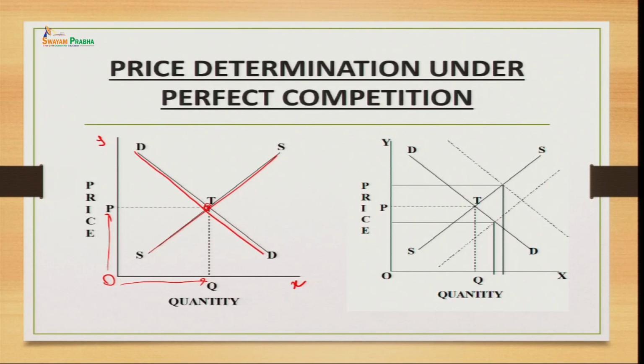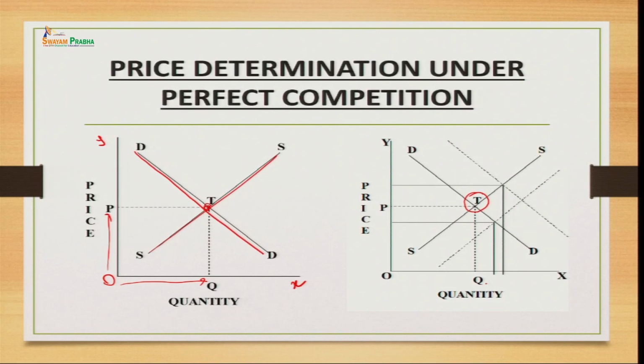So, whatever changes take place in the demand as well as in the supply of the product, that will change the prices. Like here on the right side, I am trying to make you understand if there is a change in the supply. Here we have the supply curve and demand curve, and we have seen that T was the equilibrium point and OP was the price for selling OQ quantity.